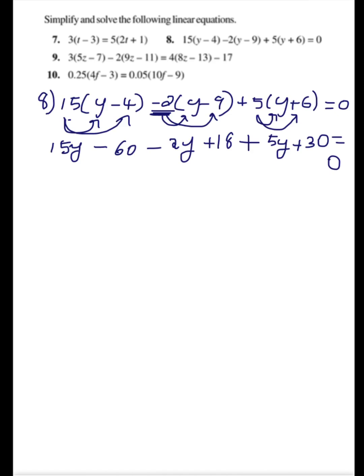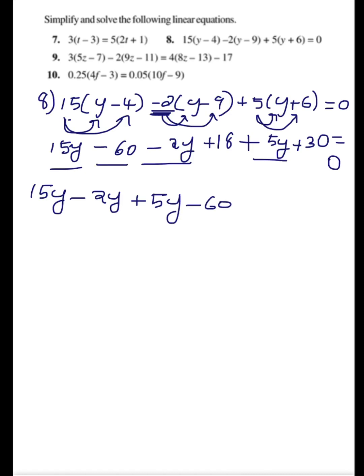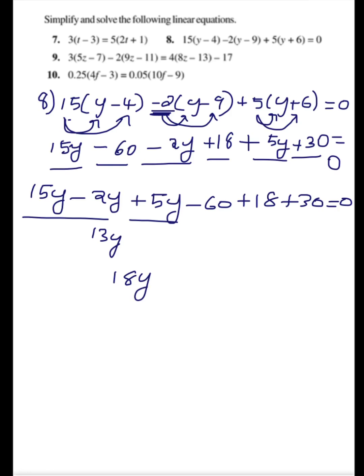Now, let's put the variables together. That is 15y. Then what is there? Minus 2y. So minus 2y. Then plus 5y. Okay, plus 5y. And let's put the remaining together. That is minus 60 plus 18 plus 30. Okay, is equal to 0. Understand? Now what is 15y minus 2y? 15y minus 2y is 13y. Okay, 13y. Now what is 13y plus 5y? It's 18y. Okay, 18y.